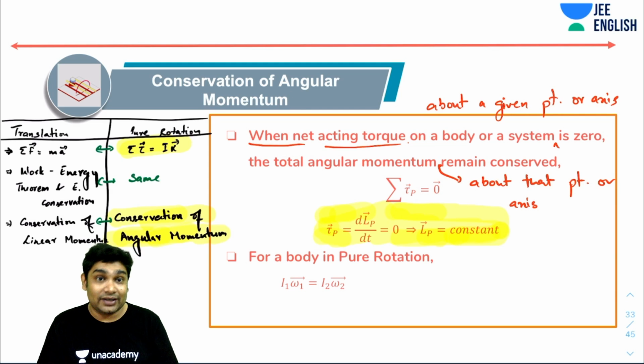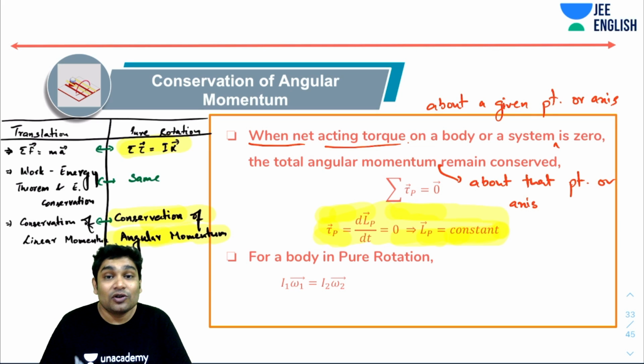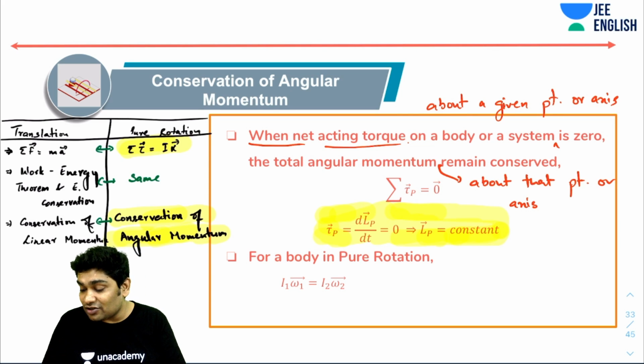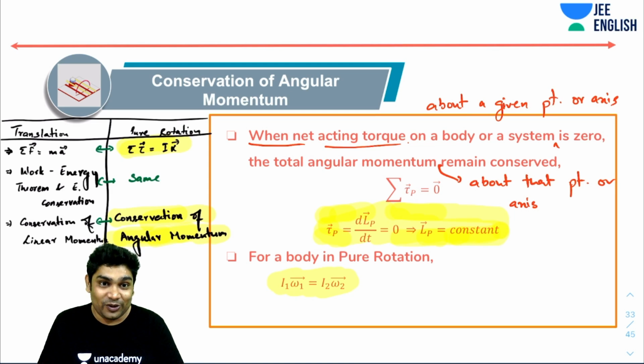Now, for pure rotation, angular momentum about any axis was I about that axis times omega. So for pure rotation, the special case of angular momentum conservation becomes I1 omega 1 equals I2 omega 2. Remember that this is only a special case for pure rotation. Do not blindly apply this everywhere.